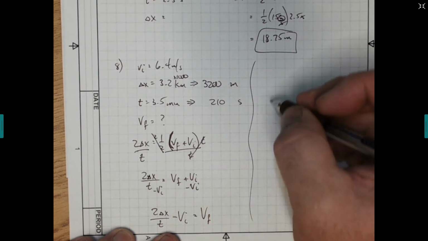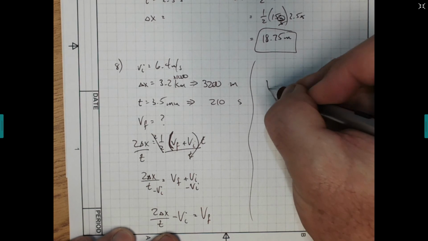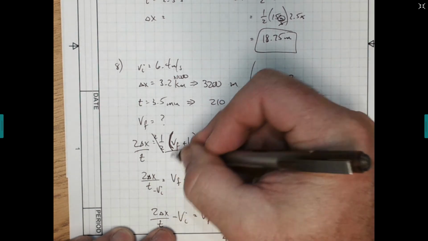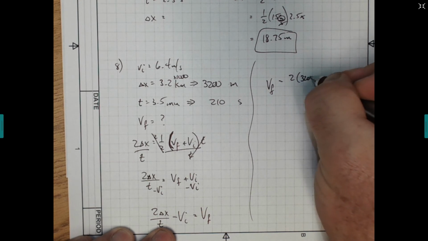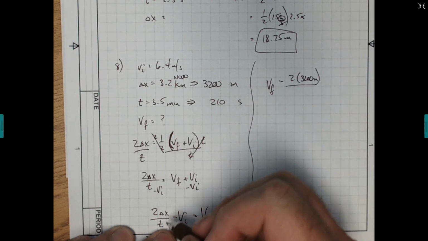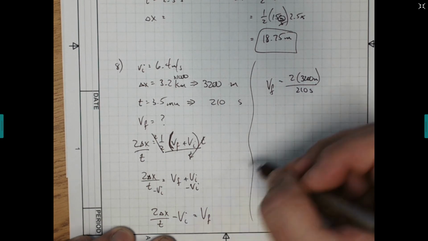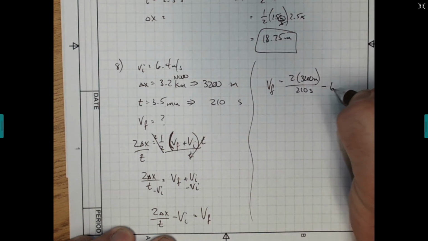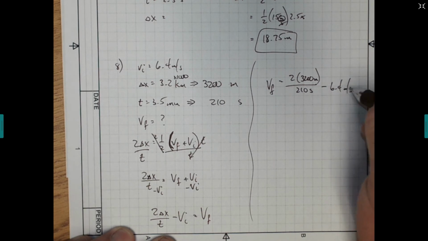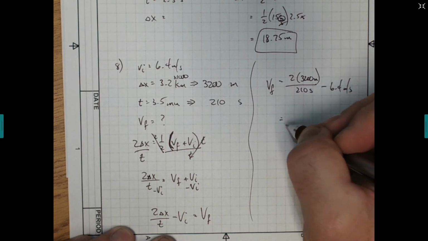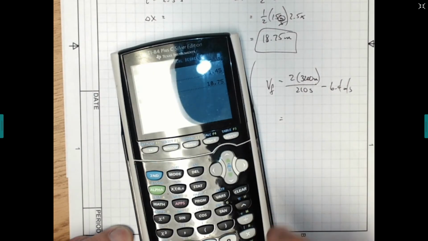I'm going to run back up here so I don't have to get a new piece of paper. So my final velocity is 2 times my change in position, which was 3,200 meters, divided by my time, which was 210 seconds, minus my initial velocity of 6.4 meters per second. You notice we're going to have meters per second and meters per second, so we can do the subtraction and we'll end up in meters per second, which is good. So let's do all this.